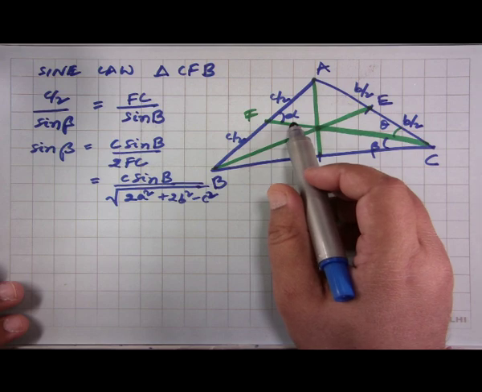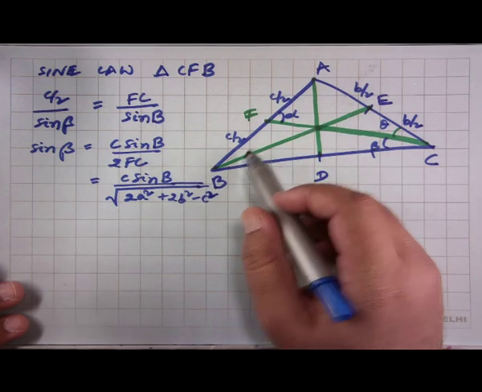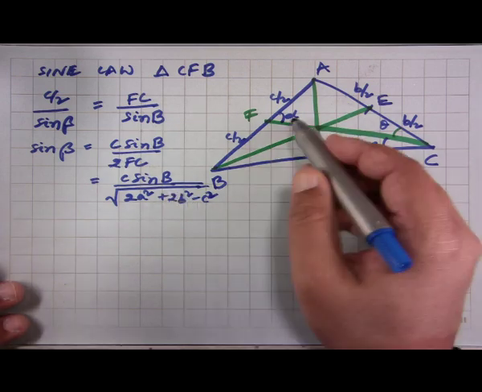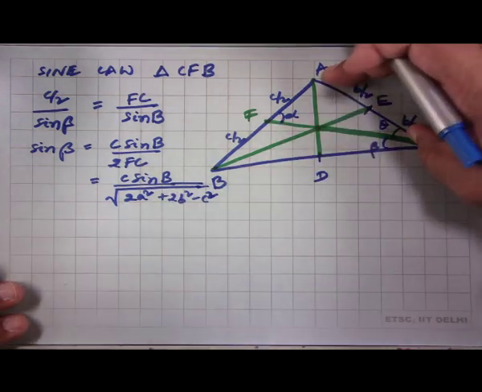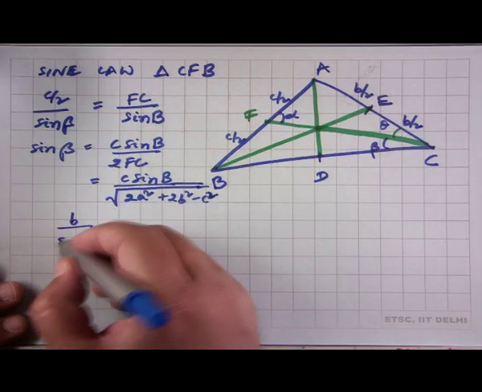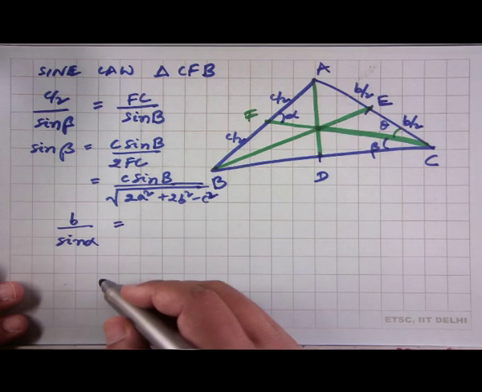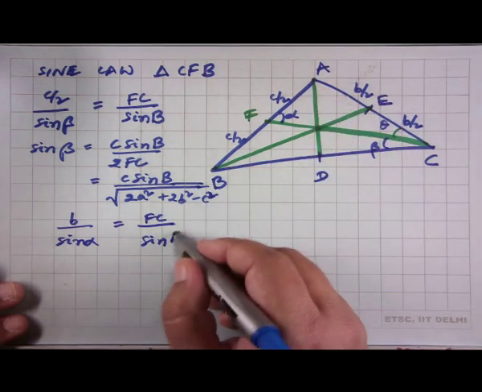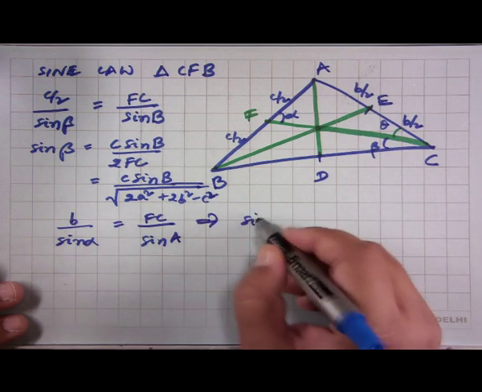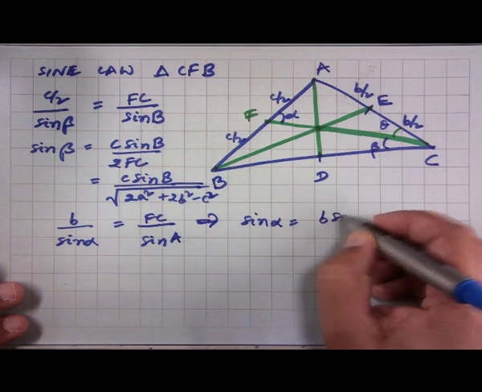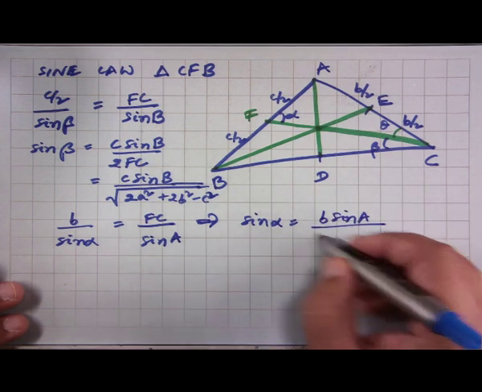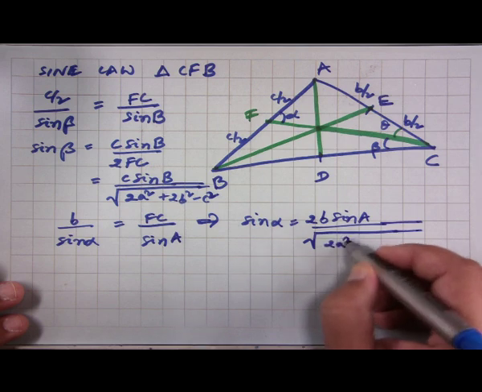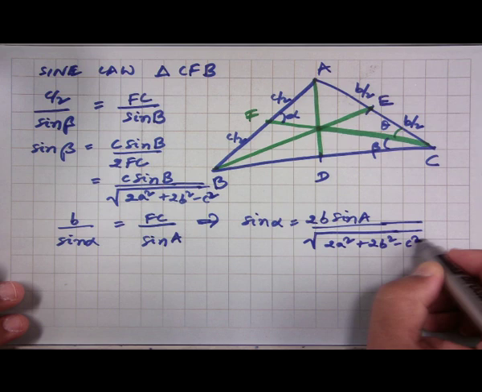So, alpha can also be found from applying the sine law to the triangle AFC itself. So, in triangle AFC we see that B divided by sine alpha. So, B over sine of alpha is equal to FC over sine of A, and therefore, sine alpha is equal to B sine A over FC, which becomes equal to 2A square plus 2B square minus C square.